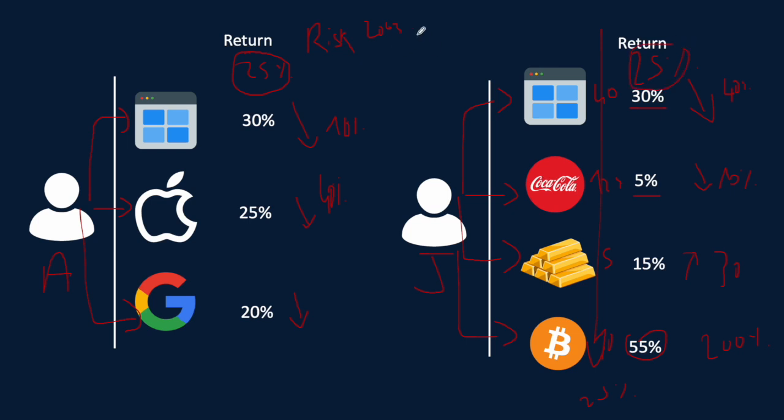If you take a look at it, both portfolios have the same return, 25%. However, because here we have a correlation which is close to 0, what's going to happen? You are going to mitigate your risk and have a much smaller risk for the same return. Whilst here, because the correlation is very high, you are going to have a much higher risk.